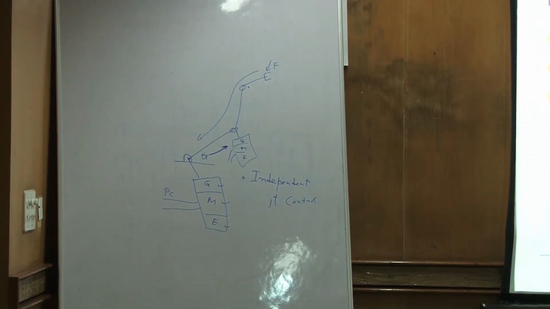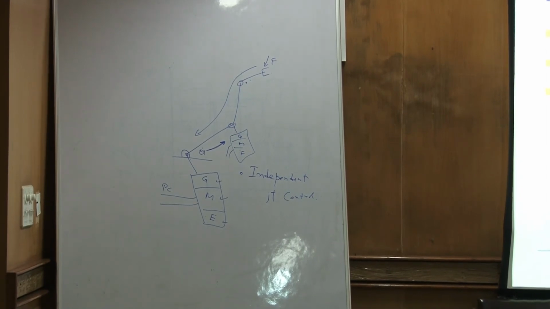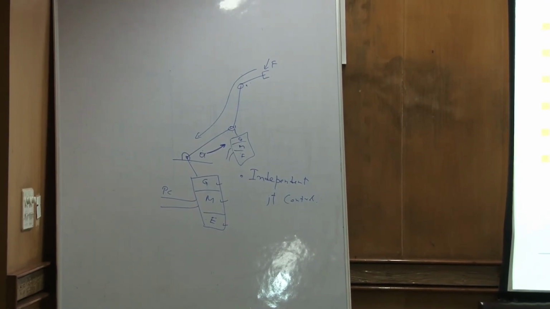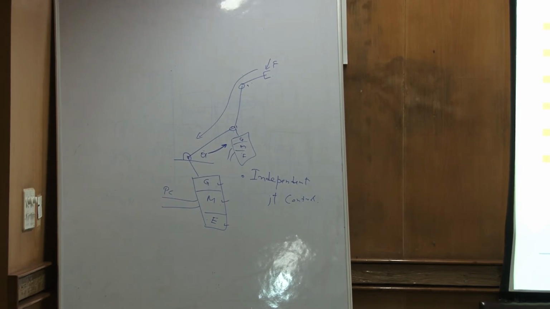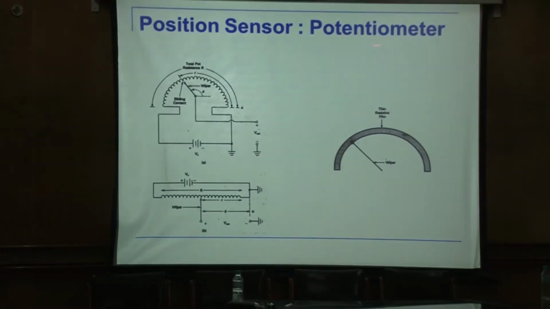So, the essential sensors that are used for position loop are the potentiometers, encoders, LVDT, tachometers, accelerometers. External sensors are force, torque, pressure, slip, proximity, vision. So, this is the first type, potentiometer.